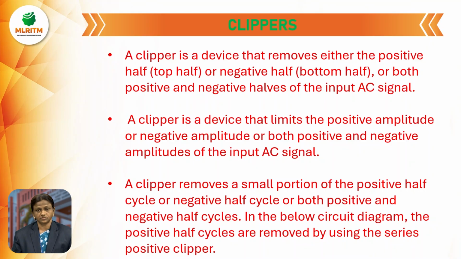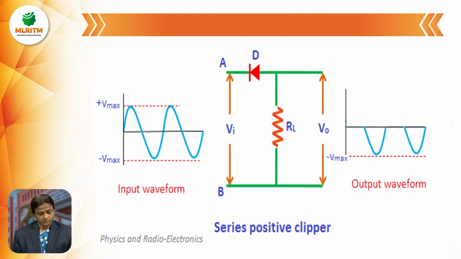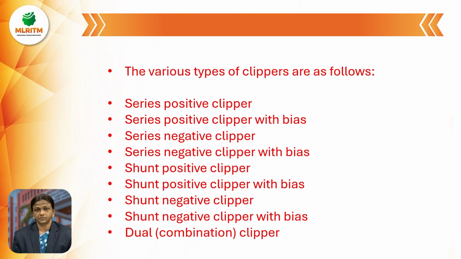So what are the different types of clippers? The types of clippers are: series positive clipper with positive bias, series positive clipper with negative bias, series negative clipper with positive bias, series negative clipper with negative bias, shunt positive clipper with positive bias, shunt positive clipper with negative bias, shunt negative clipper with positive bias, and shunt negative clipper with negative bias.